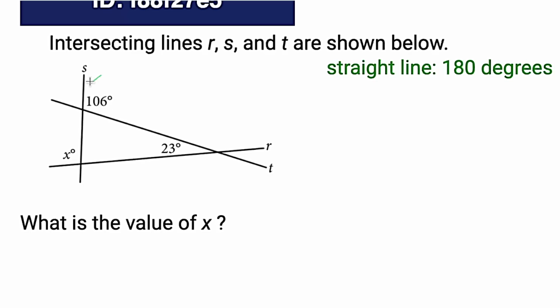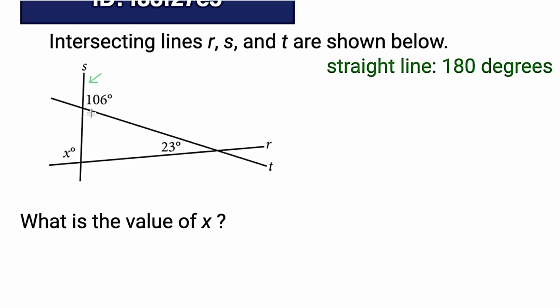I see that S as a straight line. So if on one side of this straight line, we have this angle that's 106 degrees, and we know that the full straight line, that angle is 180 degrees, all we have to do is take 180 and subtract 106 to get the missing angle. So that would be 74. So we know that this little angle right here is 74.